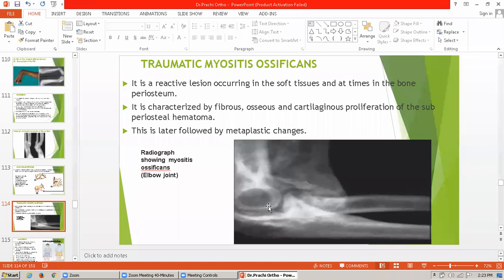So, this is the X-ray of the elbow which shows myositis ossificans in the elbow joint. It is characterized by fibrous, osseous, cartilaginous proliferation of the subperiosteal hematoma, and this is later followed by metaplastic changes.